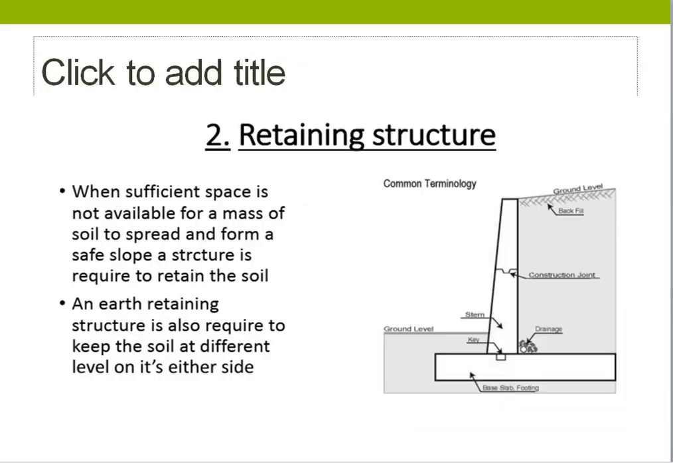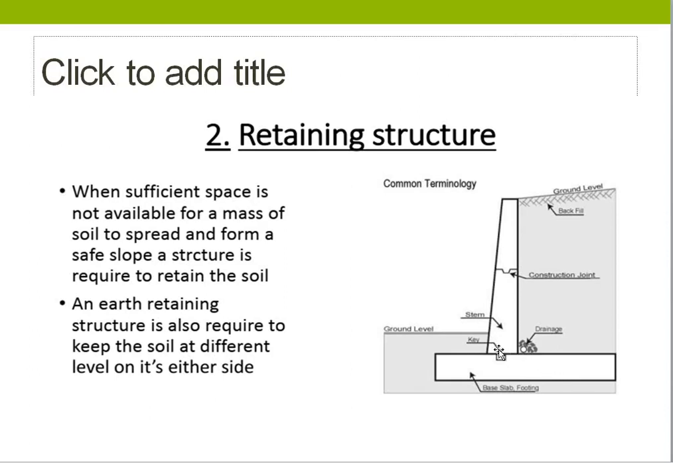Next application or scope of soil engineering is in the case of retaining structures. In the figure, the soil is represented in the dark shade. See soil on both sides of this retaining structure, which is in the shape of an inverted T.